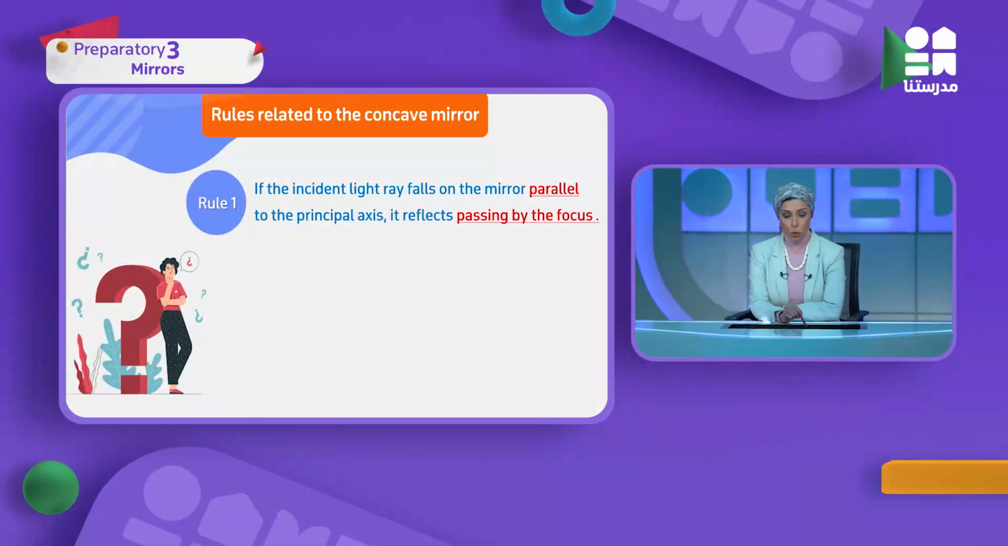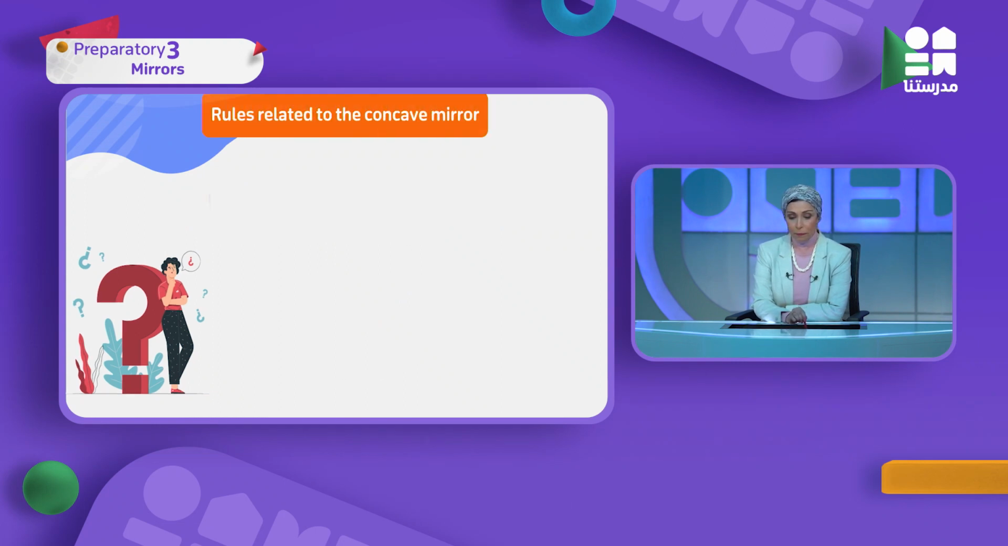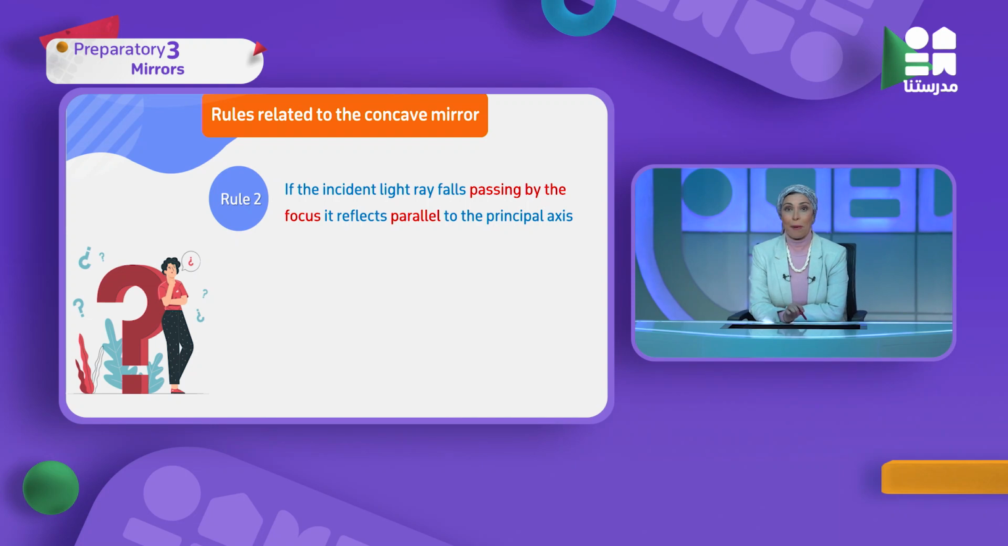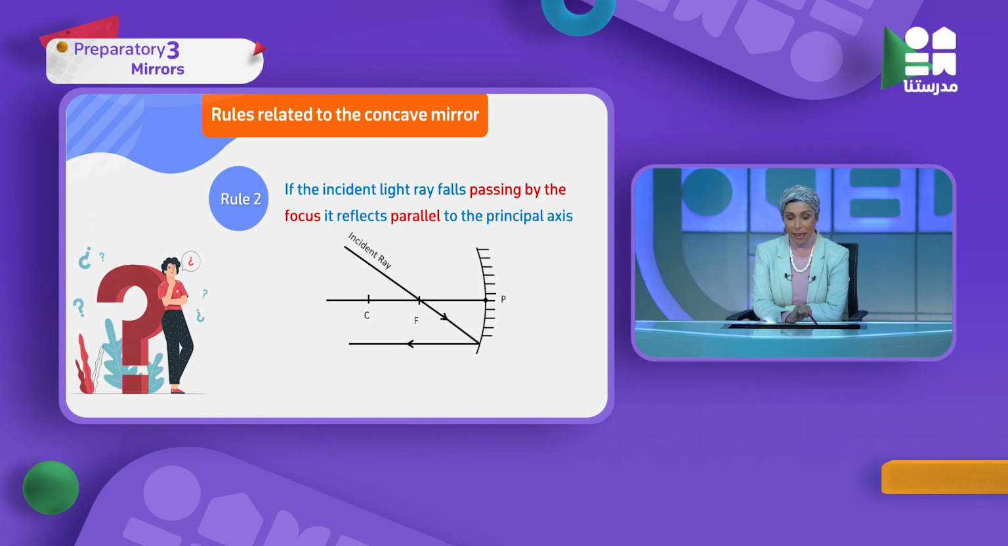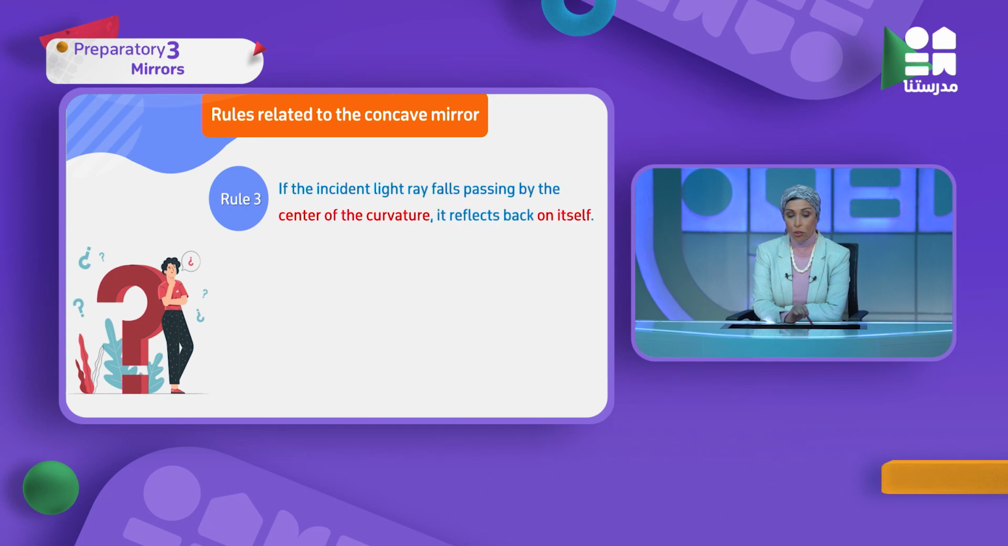As we saw now our rules, we are going to use these rules. Here is rule number 1: parallel to the principal axis, so it passes by the focus, as we draw it together. And this is rule number 2. If the light ray passes by the focus, it will reflect parallel to the principal axis. The third rule: if the light ray passes by the center of curvature, it reflects on itself, like we drew it together.